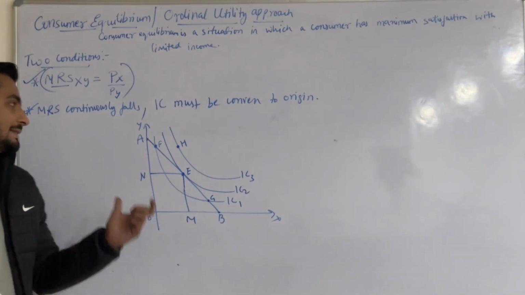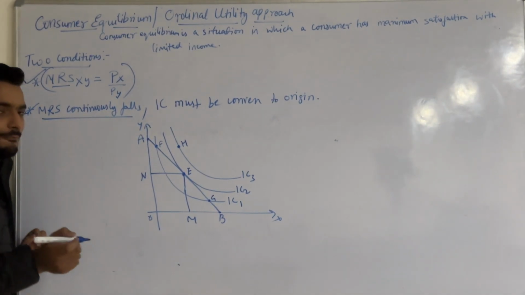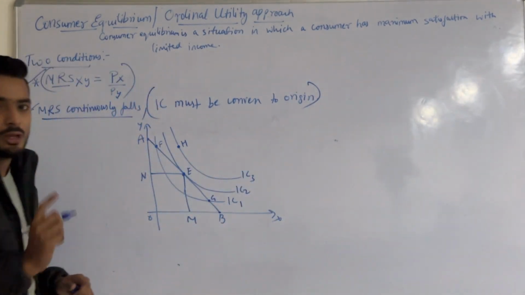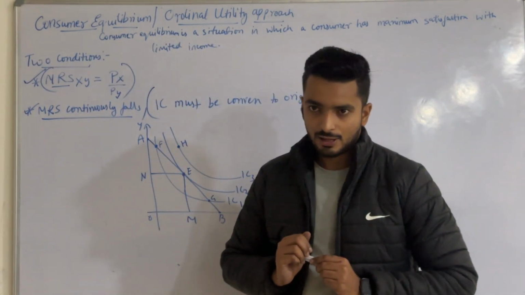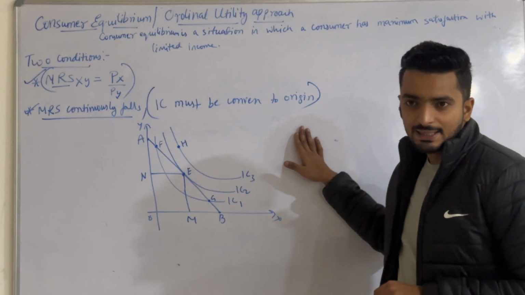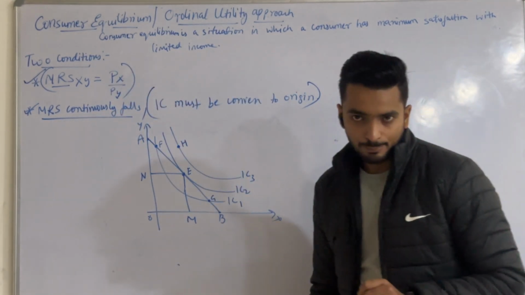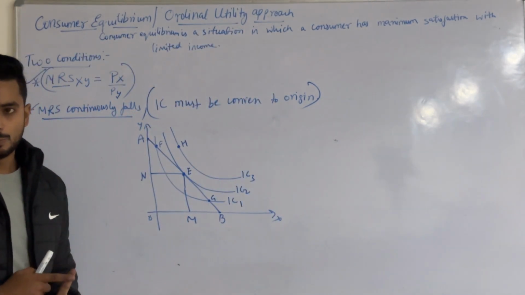The second condition is that the marginal rate of substitution should continuously fall, or you can say that the indifference curve must be convex to the origin, which we have already discussed in the properties of indifference curve. So the indifference curve must be convex, and the first condition is MRS XY must be equal to PX upon PY. If both the conditions are satisfied, the consumer will be in equilibrium.